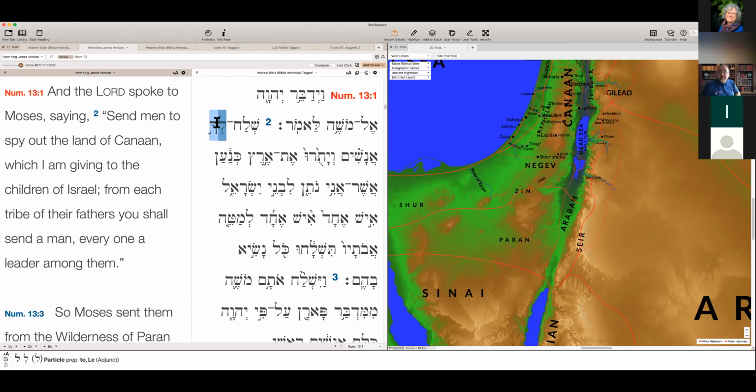Lecha means for yourself. So send men for yourself. In other words, this is not a command. So it's not like they stopped right here in the Paran desert and God comes in on the air with Moses. Moses, kind of like, is on the phone with God and says, Lord God, what am I supposed to do? And God says, Moses, send men. No, this isn't how it happened.